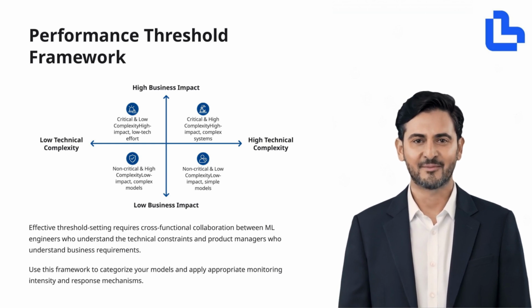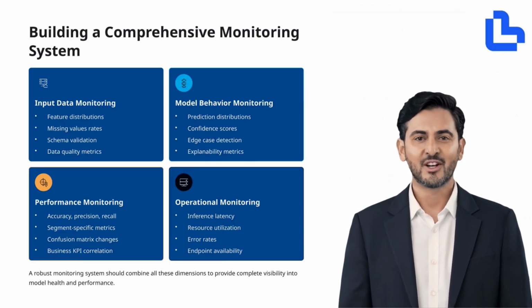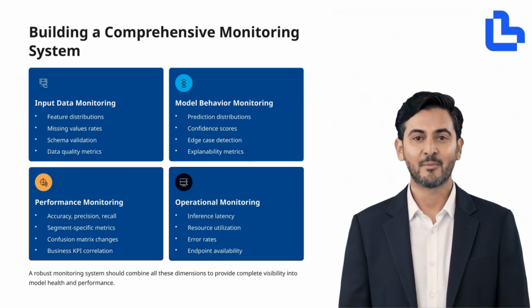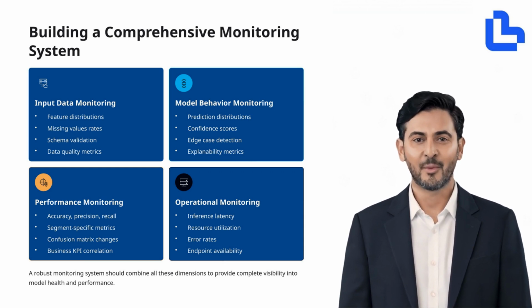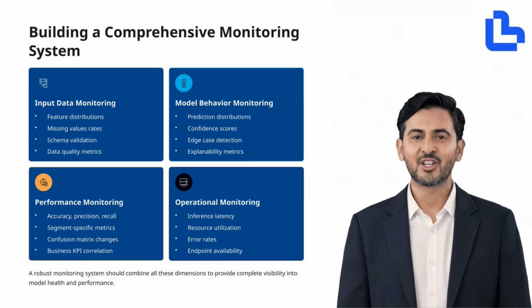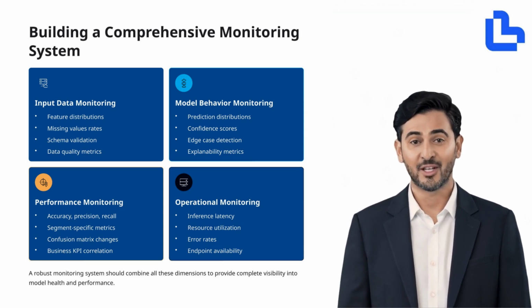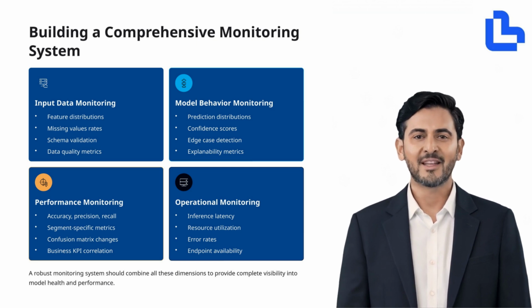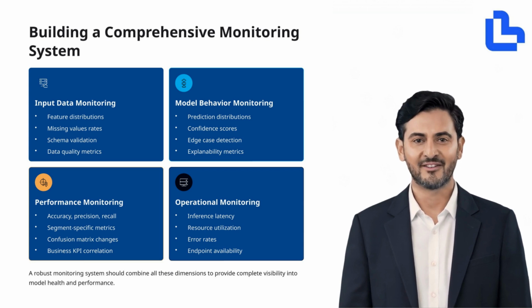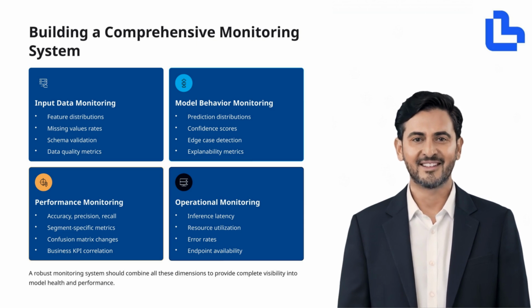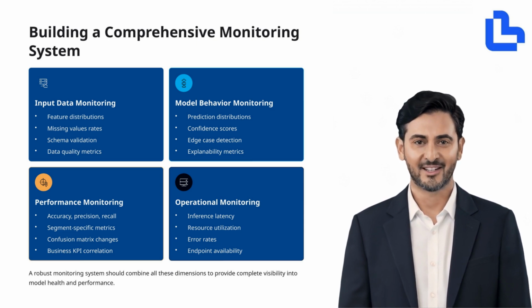To ensure your machine learning models remain reliable and effective in production, you need more than just a few metrics. You need a comprehensive monitoring system. This system should cover multiple dimensions of model behavior, from the data flowing in to the predictions going out and everything in between. Let's start with input data monitoring. This involves tracking the distributions of key features, checking for missing values, validating schemas, and assessing overall data quality.